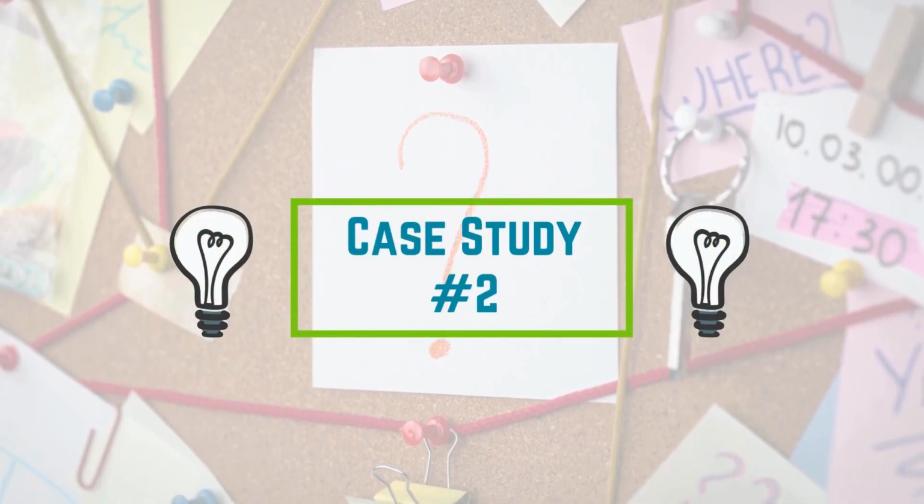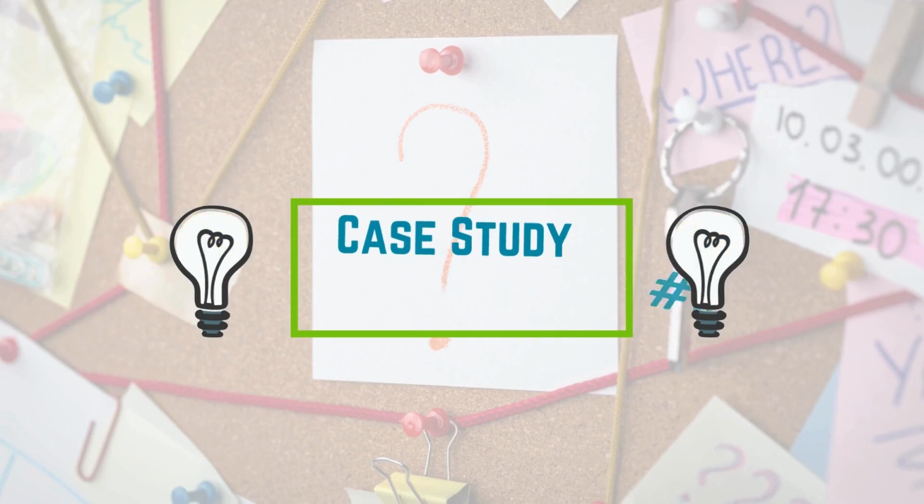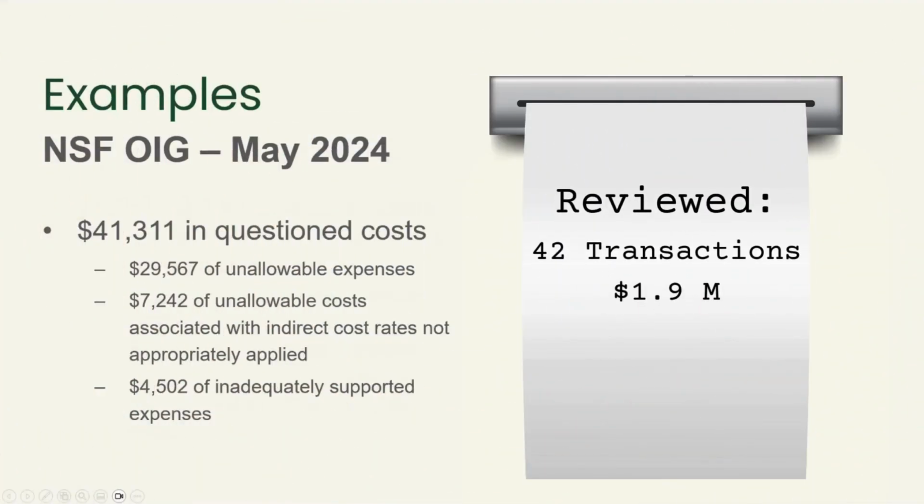Okay. This is one from May of 2024. I didn't talk about it in the last one, but I'll mention it on this one. In this audit, they selected 42 transactions totaling $1.9 million. And out of all of that, only $41,000 came up in questioned costs.